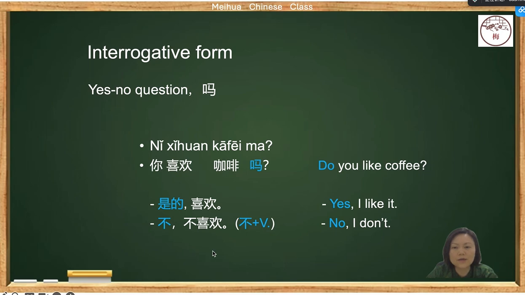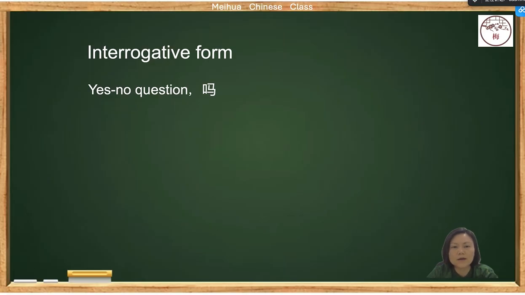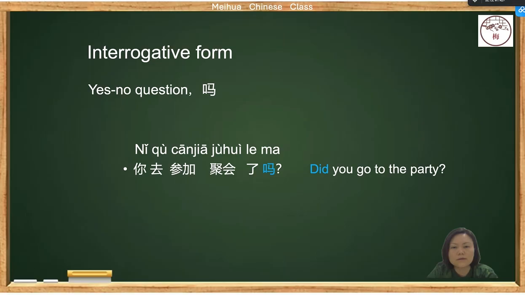So here, I just want to emphasize that we add a character at the end, but we don't use any helping verb in the interactive sentence. So this is for the first tag, yes or no question tag. Let's learn the third example.